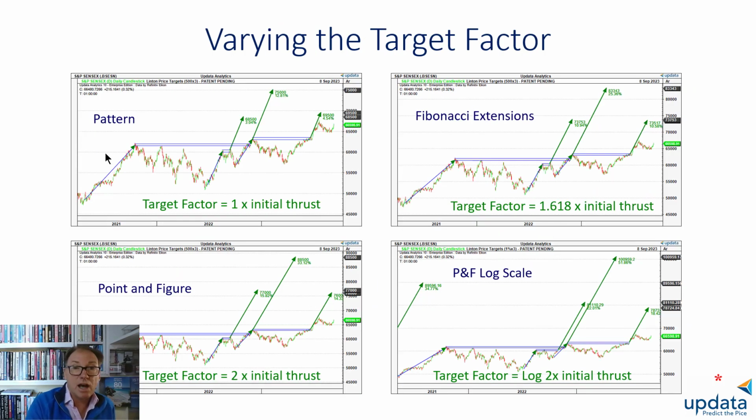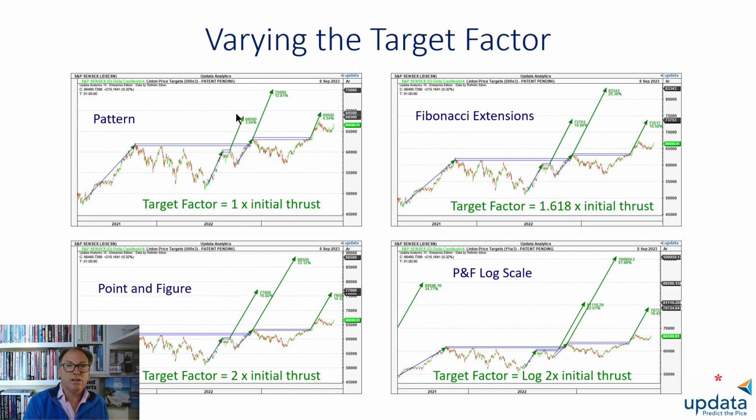So varying the target factor. If you think about pattern, this is the move into the pattern. This is on the Sensex in India. Could be anything. This is the move into the pattern, the sideways move, and then the move out of the pattern. It's equally here, a move in, sideways, a move out. So here you would use an initial thrust of 1 and the target of 1. It just says, I've had a long consolidation period. I'm going to come out to the same extent that I came into the pattern, and that is a 1 times thrust.